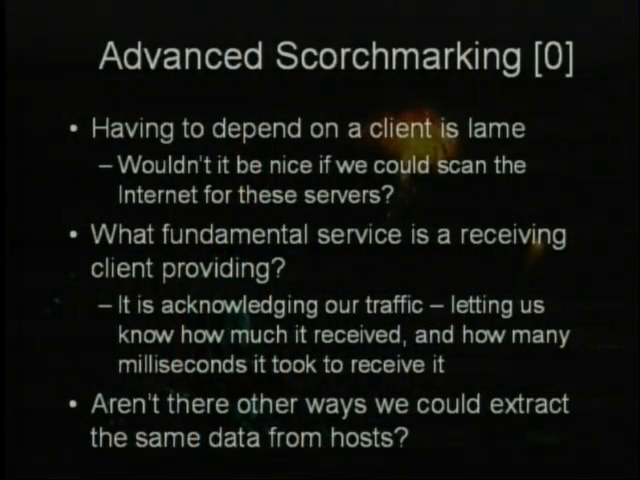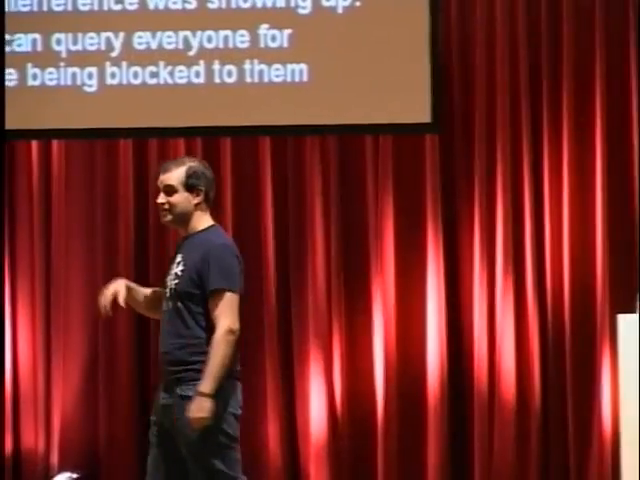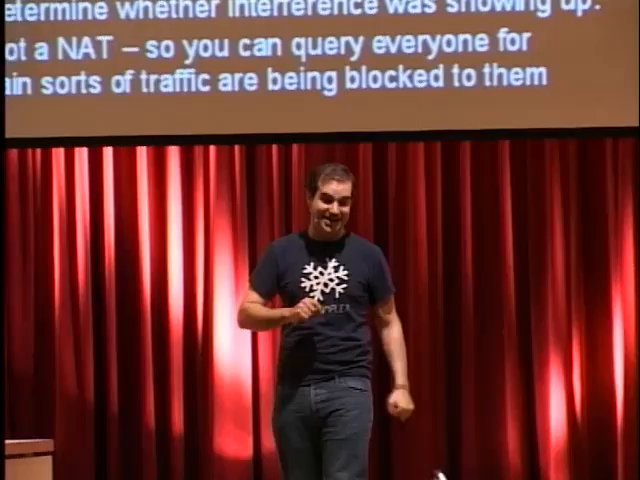Well, by any chance, are there other ways that clients could acknowledge traffic from us? Well, yeah. TCP servers acknowledge traffic. You send them a SYN, they give you a SYN-ACK. DNS servers acknowledge traffic. Routers. Routers will send you ICMP time exceeded messages. When you are running Traceroute, you're saying, I'm sending this packet out 3 hops, and you get an error message. You didn't just get an error message, you got an acknowledgement. It saw what you had to say, and it's saying, oh yeah, I saw that. I'm not routing it any farther, but I saw it.